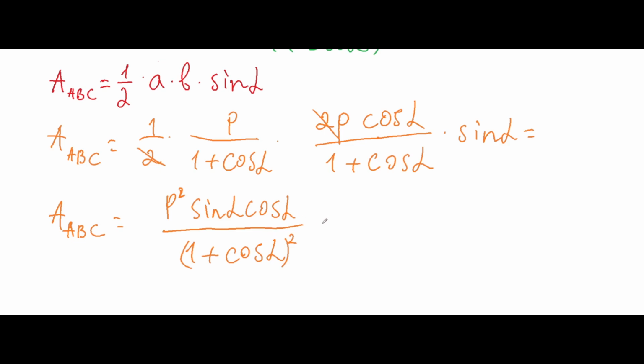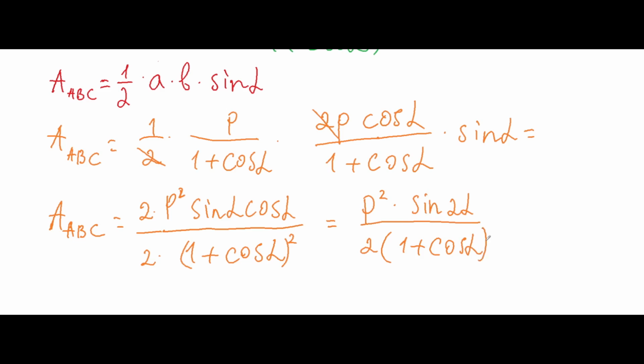And we have another form of the answer, in case the answer does not match. If we multiply the numerator and denominator by 2, this expression will be equal to P squared times sine 2 alpha over 2 times (1 plus cosine alpha) squared. Or this answer will be there in the answer choices.